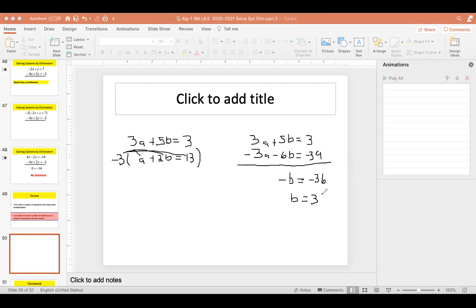Now we take that answer, Haley, and do what with it? We plug that in times the top. Agreed. Let B be 36, going to be a big number. So we get 3A plus 5 times 36, which is 180.